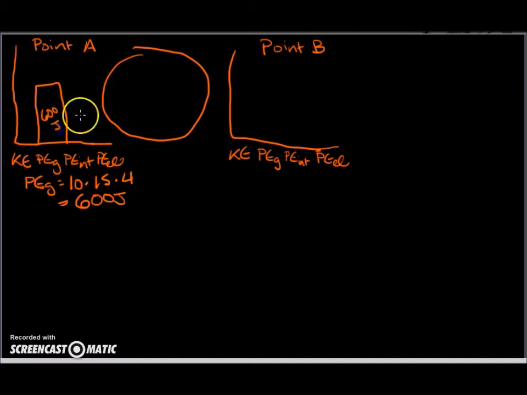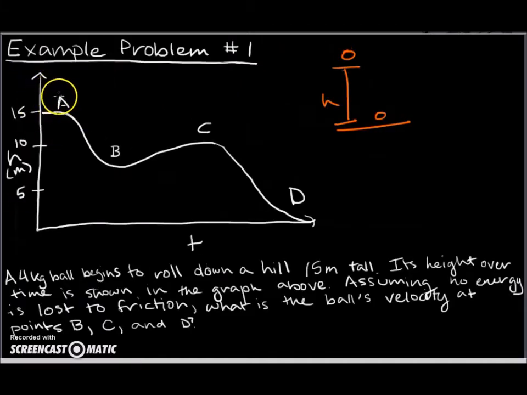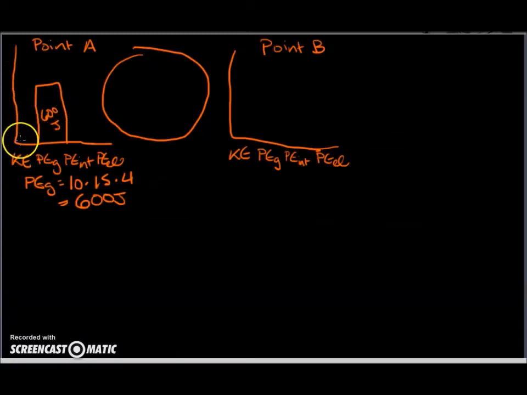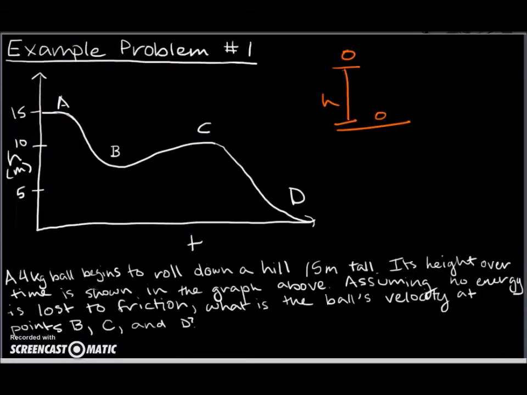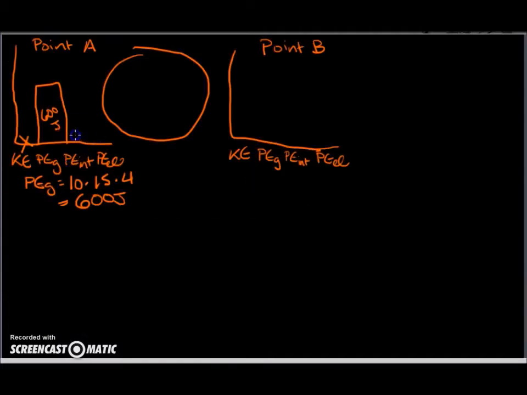600 joules. Because the ball isn't moving at this point in time, it's resting on top of the hill and is about to start rolling down, we have no kinetic energy. We said that there is no energy lost to friction, so there's no internal potential energy, and there's no spring acting in this situation, so there's no elastic energy. And I should have defined this earlier, but our system is the ball-earth system.